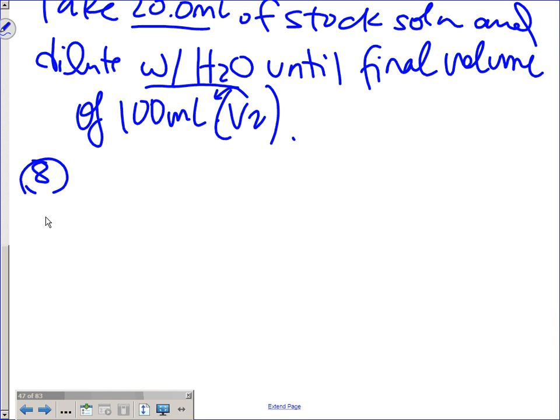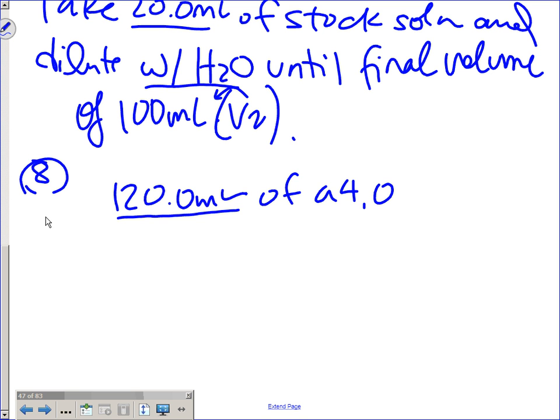So the statement should give you it all in one sentence together. So for example, on number 8, ready? Number 8, if you're ready to move on, you guys can look at the rest of the problems on the lecture sheet and see what else you can do there. On number 8, how would you make a 120 milliliter solution of a 4 molar solution? So notice those two factoids were given together. So this is my V1 and this is my M1.